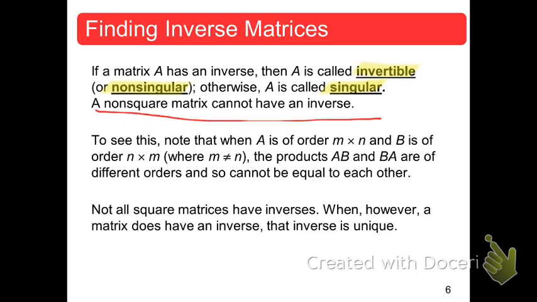So again, note that if I have a matrix A of order m by n and B is of order n by m, and they're not equal, then I can multiply A times B because these values are the same, but I cannot multiply B times A. And so therefore, we must have a square matrix again to be able to have an inverse. But again, not all square matrices will have inverses. But if it does have an inverse, we say that that inverse is unique. So basically, a matrix will only have one inverse.